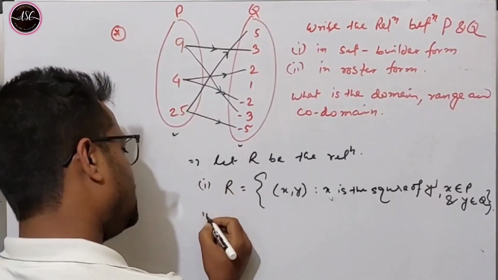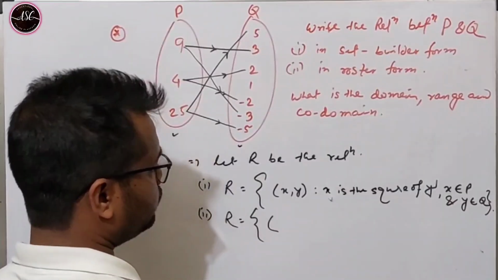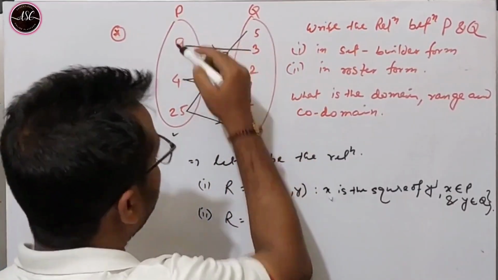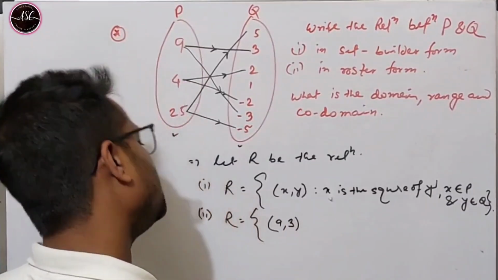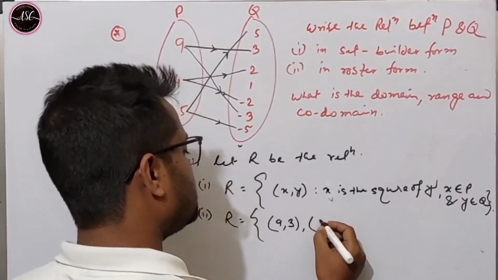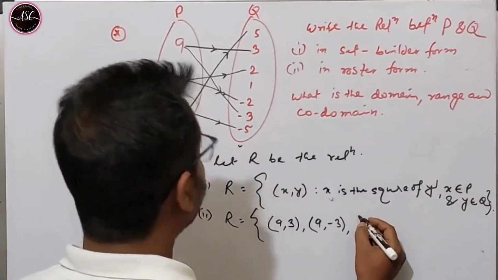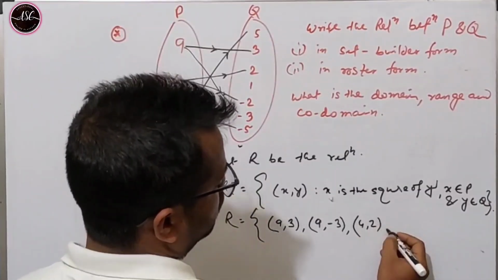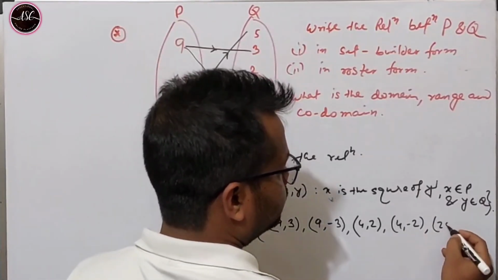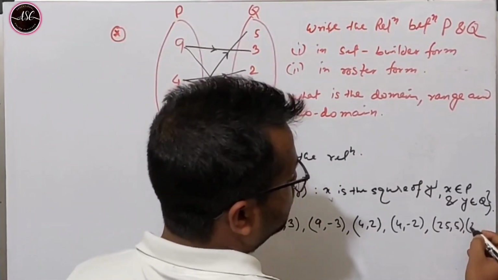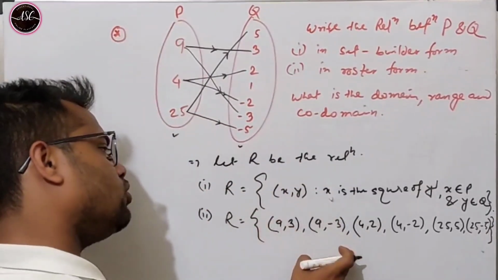This is 1 and now 2. In roster form we can write this as R equal to {(9, 3), (9, -3), (4, 2), (4, -2), (25, 5), (25, -5)}. So our set builder form and roster form have been completed.